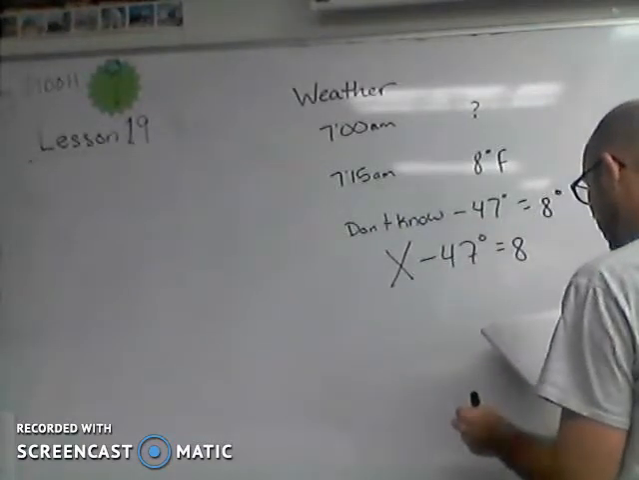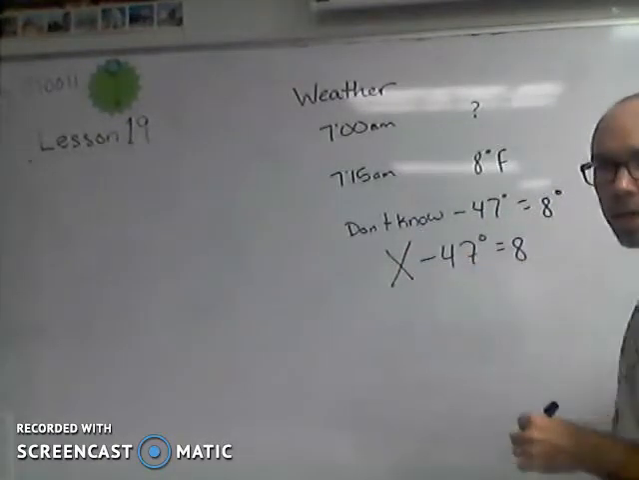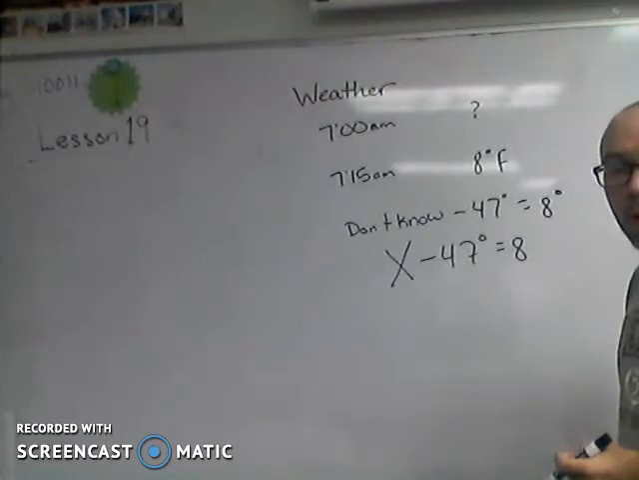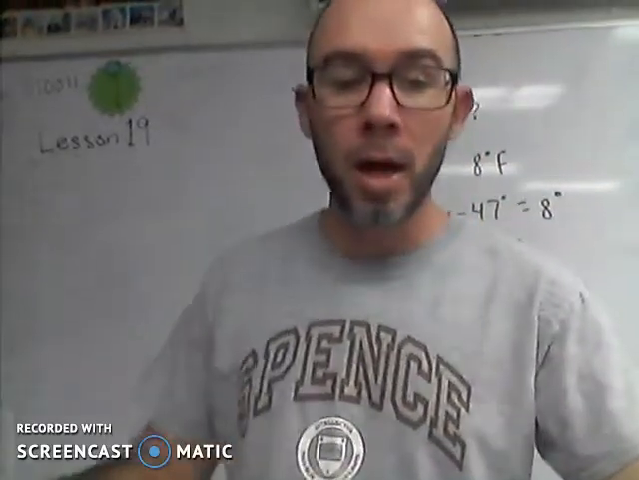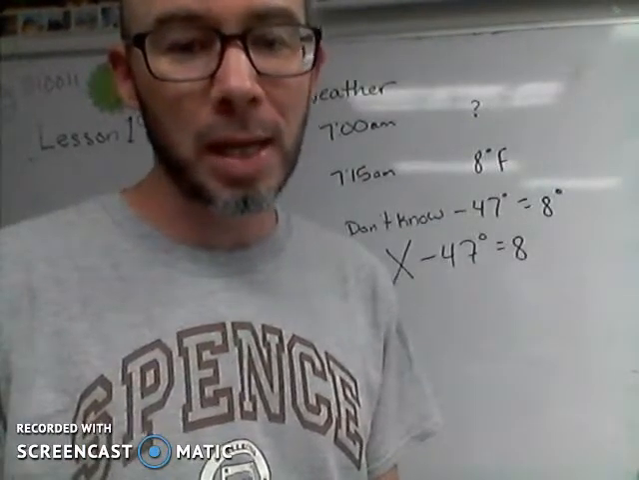We're going to add 47 to both sides. You move all the unknown stuff to one side and you're left with the known on the other. Once the unknown is on one side and the known is on the other and they're equal, you've got your answer.